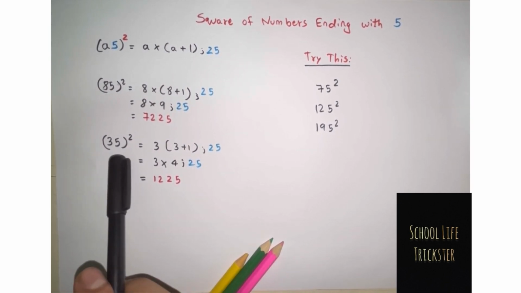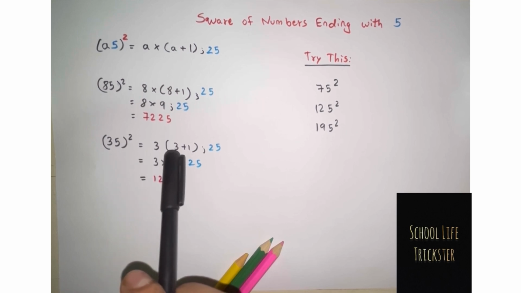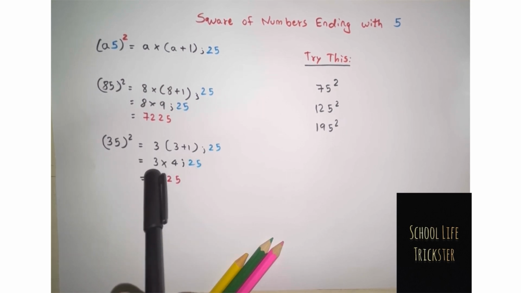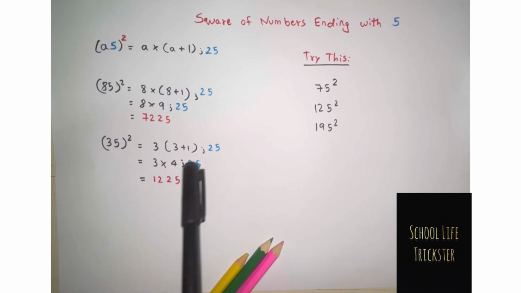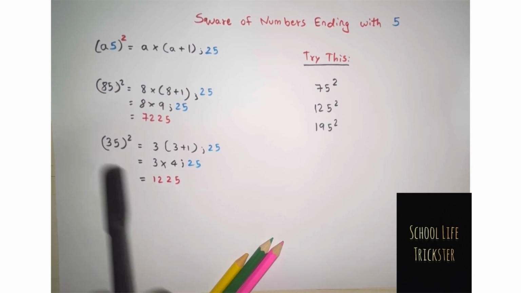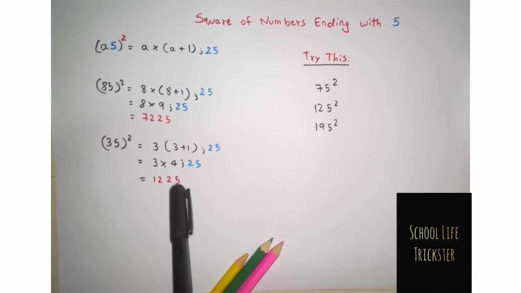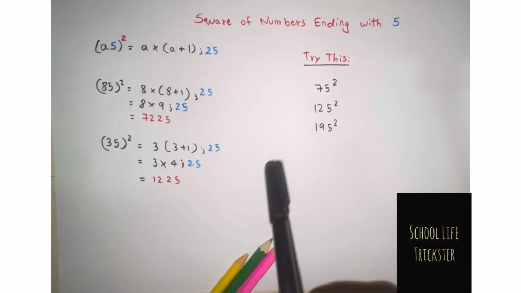Now 35 square equals 3 into 3 plus 1, which is 3 into 4, that is 12. Now we write 25 as it is. So the answer is 1225. Now try these sums.